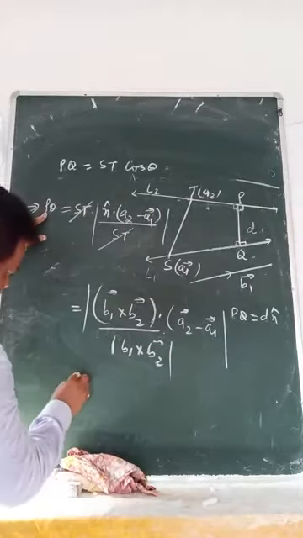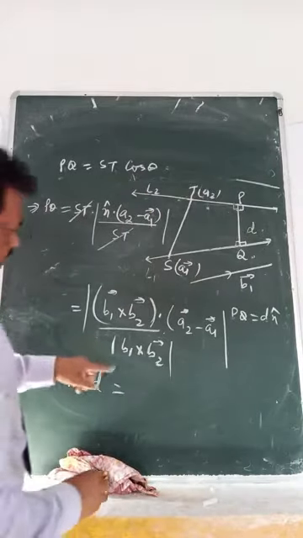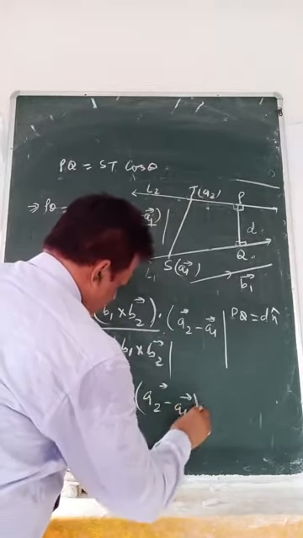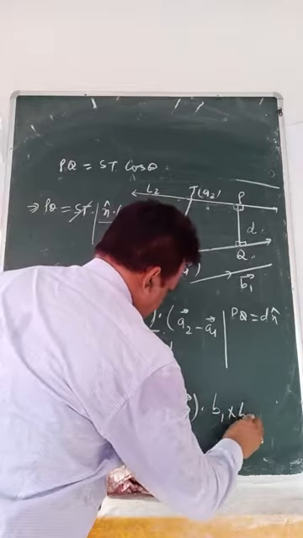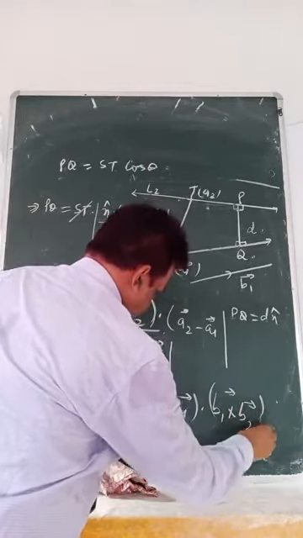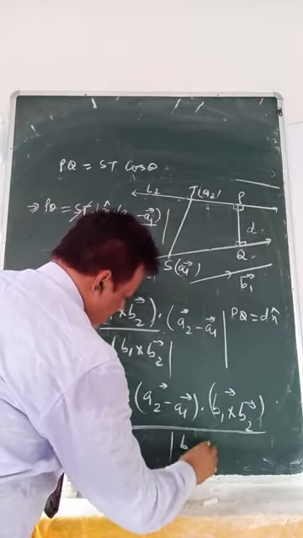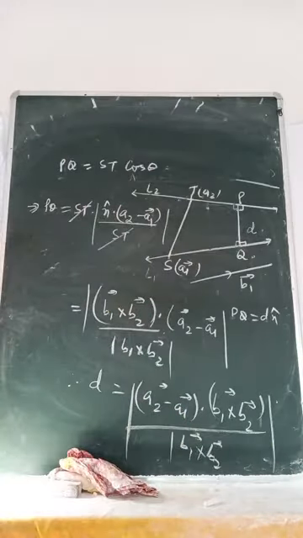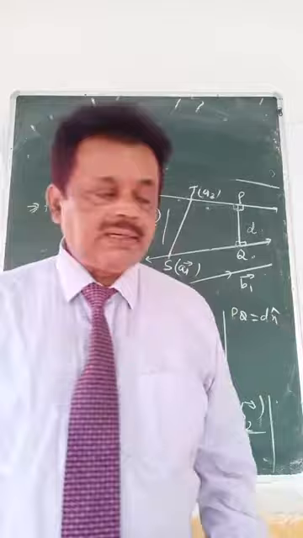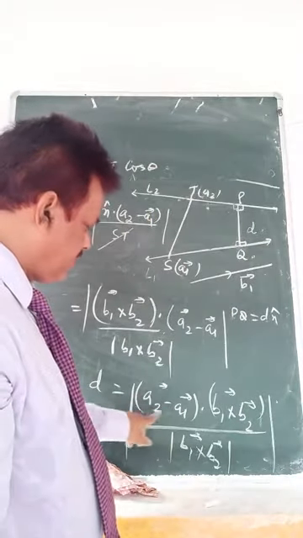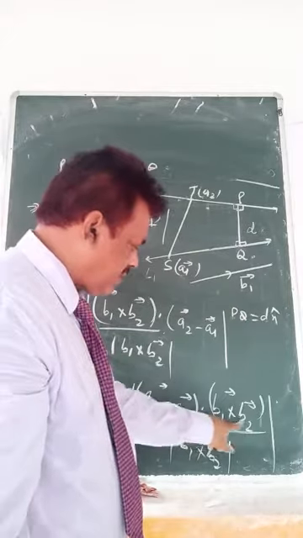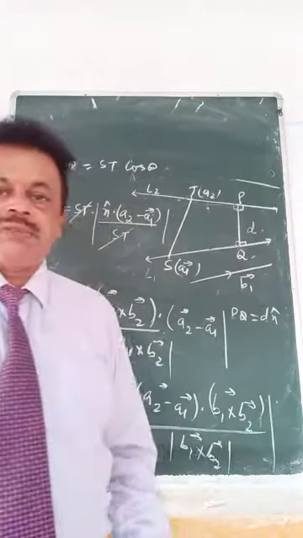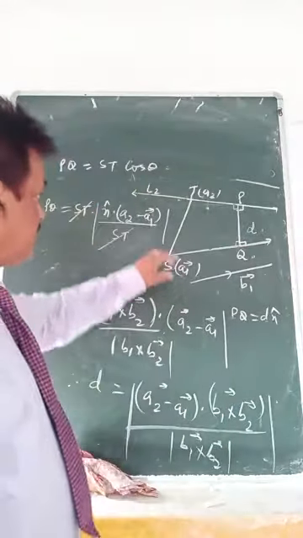Therefore, PQ, meaning the shortest distance, equals, you can interchange it, A2 minus A1 dot B1 cross B2 by the modulus of B1 cross B2. So this is the formula. Which things are related here? The difference between the points of the lines, the cross product of their parallel vectors, and the modulus of that cross product. Okay, so this is for skew lines.